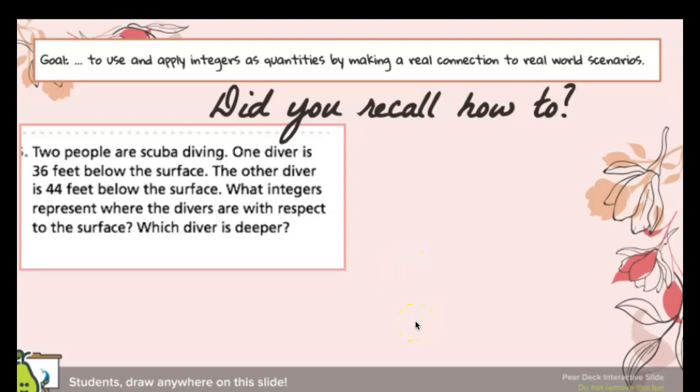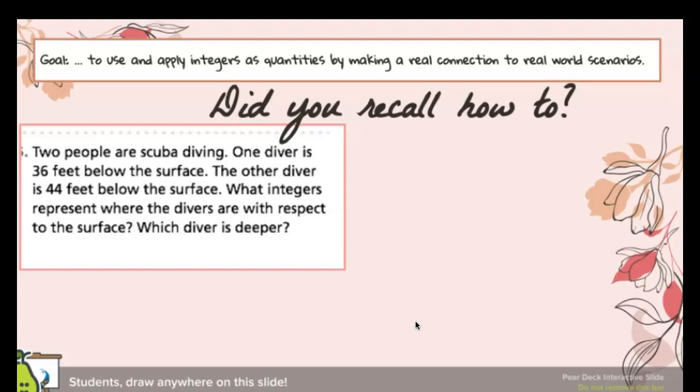Two people are scuba diving. One diver is 36 feet below the surface, and the other diver is 44 feet below the surface. Miss Kangora, this was my question. It was about this question. Oh, then you gotta answer this for me. What integers represent where the divers are with respect to the surface? Which diver is deeper? Go ahead, Omar.